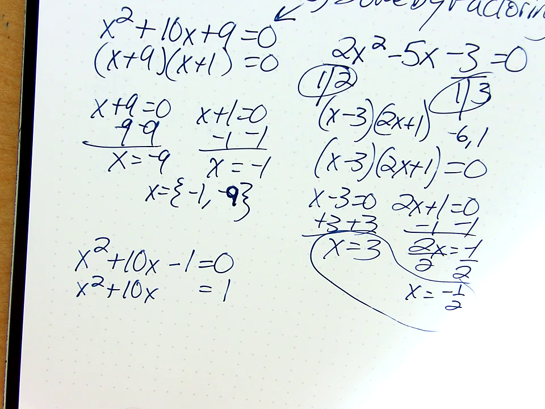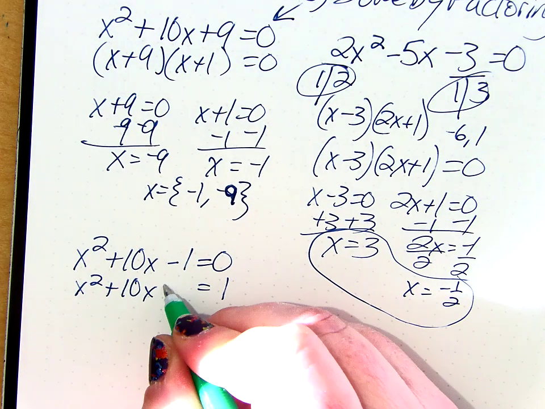And then square it. So I want half of B and I want to square it. So in this case, half of 10 is 5, and 5 squared is 25. So that's my magic number that I add to both sides.